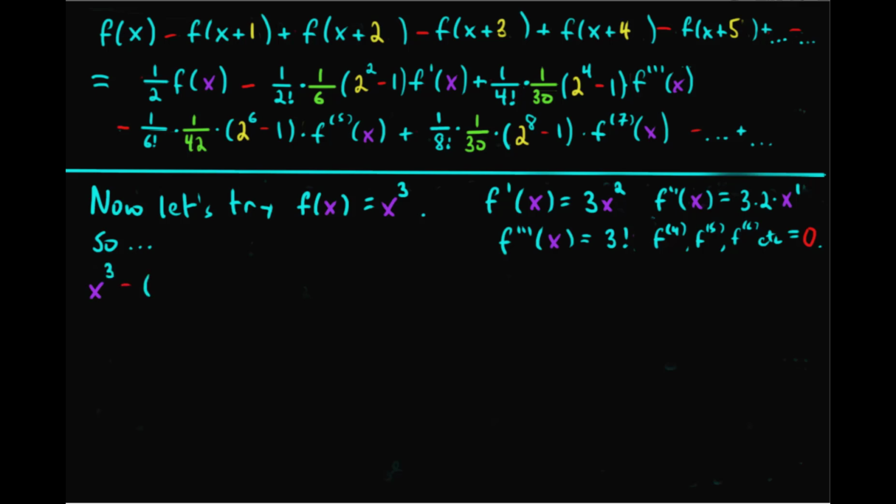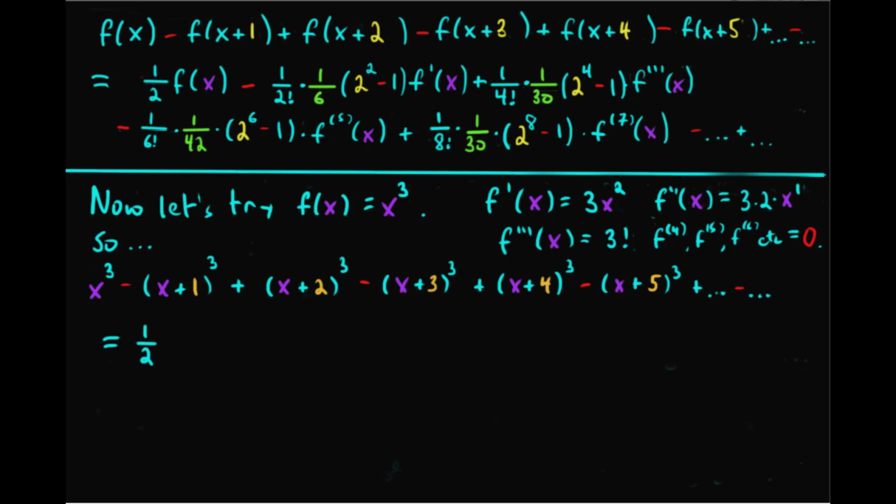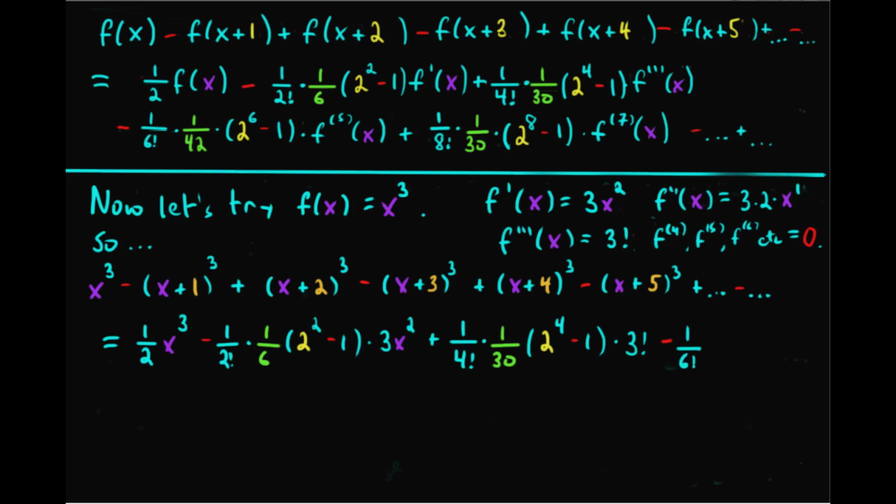Great, so when we plug in f of x equals x cubed into our equation, on the left-hand side we have x cubed minus the quantity x plus 1 cubed plus the quantity x plus 2 cubed minus x plus 3 cubed plus x plus 4 cubed minus x plus 5 cubed plus dot dot dot minus dot dot dot equals 1/2 times f of x, so 1/2 x cubed, minus 1 over 2 factorial times 1/6 times the quantity 2 squared minus 1 times f prime of x, which is times 3x squared, plus 1 over 4 factorial times 1 over 30 times the quantity 2 to the fourth minus 1 times f triple prime of x, which is just 3 factorial, minus 1 over 6 factorial times 1 over 42 times the quantity 2 to the sixth minus 1 times the fifth derivative of f of x, which is just 0.